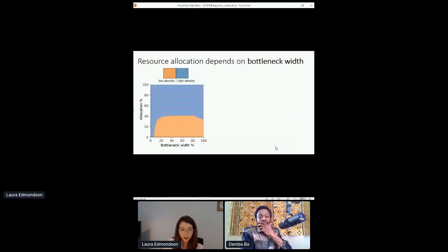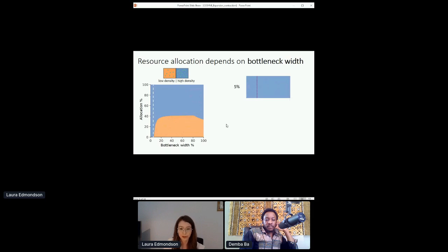So this is the first result, and our result is that the resource allocation really depends on the bottleneck width. So you can see in this plot that as we increase the bottleneck width, the allocations change. So here we have the allocations from the low density region in orange and the high in blue as before. So first you can see that the allocation actually changes in a non-linear way depending on what our bottleneck width is.